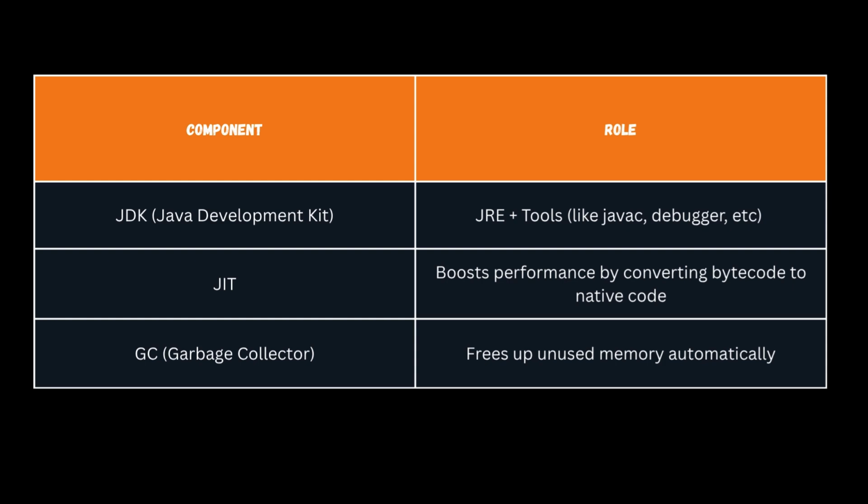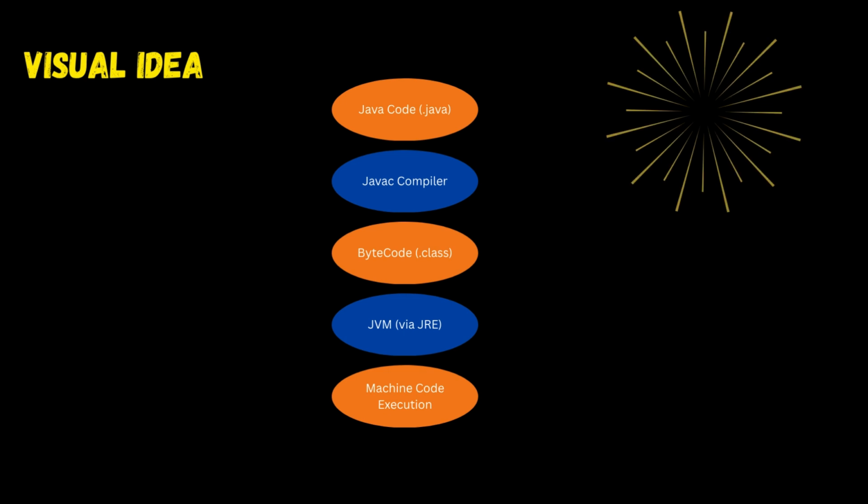And JIT, which stands for just in time, boosts performance by converting bytecode to native code. And GC is garbage collector, which frees up unused memory automatically. Now just take a look at this visual. Java code, .java file. Then we have the javac compiler which converts .java into .class, and that .class file we call bytecode, and that is run on any machine because of JVM, that is Java Virtual Machine.